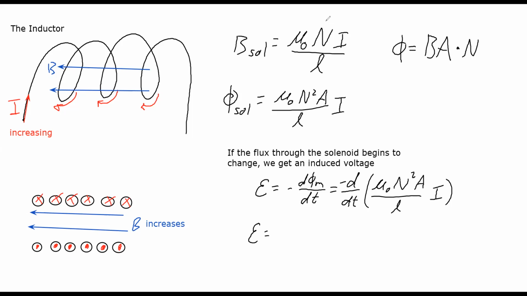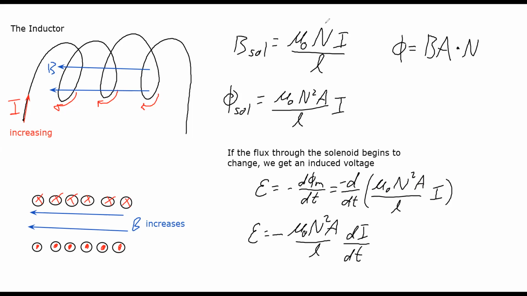Okay, so we're going to take a time derivative here. What's changing as a function of time, right? Well, I have all these constants here that do not change, right? Mu 0 n squared A over L. This is not changing. So I'm going to take that out of the derivative. So negative mu 0 n squared A over L. And then I have di over dt.